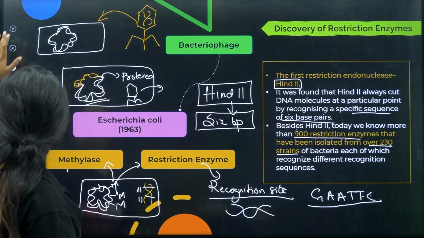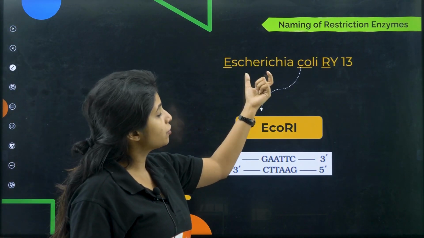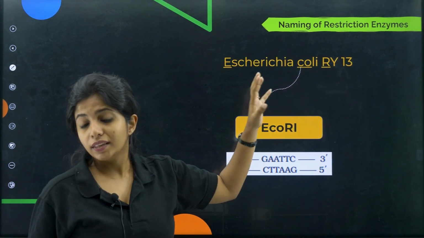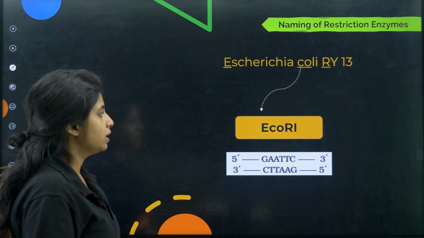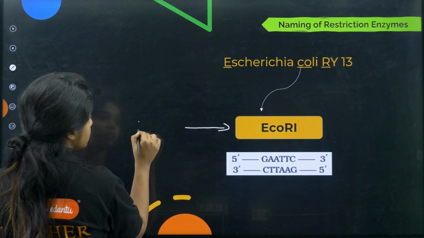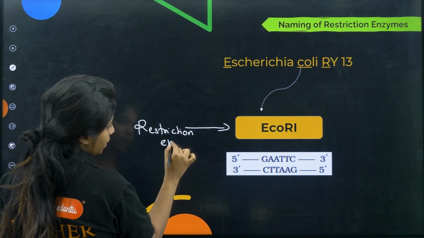Now, the next thing is naming of restriction enzymes. How do you name them? Suppose I have a bacterium, Escherichia coli RY13. With the help of this, I name the enzyme, that is EcoRI. This is a restriction enzyme. And how is it named?